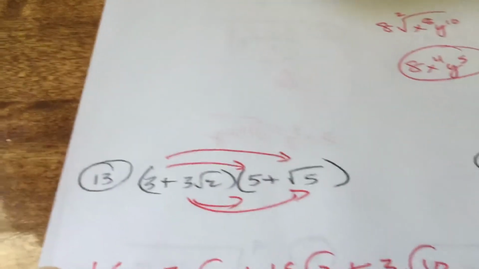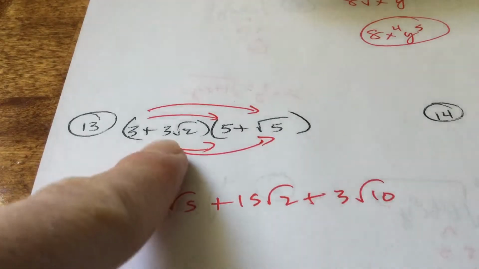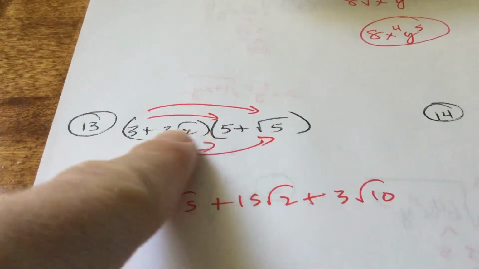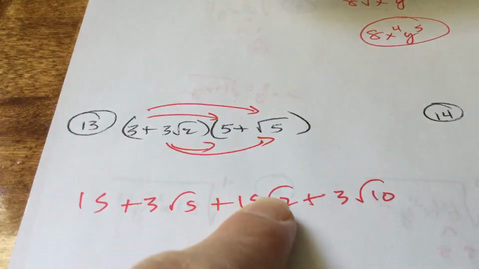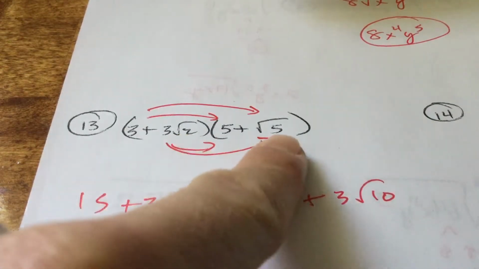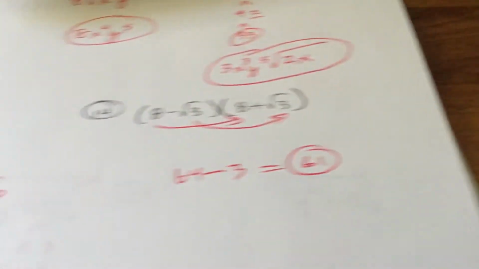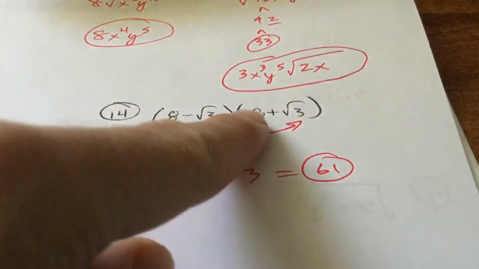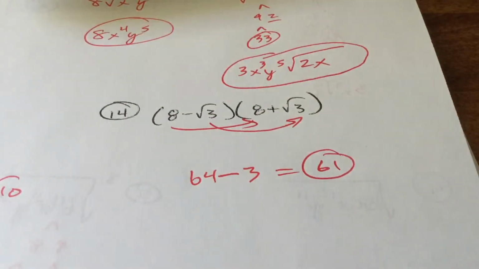Exactly. First outer inner last, 3 times 5, 3 times root 5. That's pretty easy for those two. Root 3 root 2 times 5 is 15 root 2, sorry. Root 2 times root 5 is root 10, which does not break down. There you go. You have conjugates on 14, so just do the first and the last part of FOIL. Root 3 times root 3 is 3.